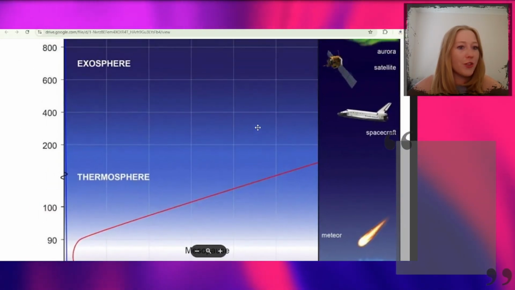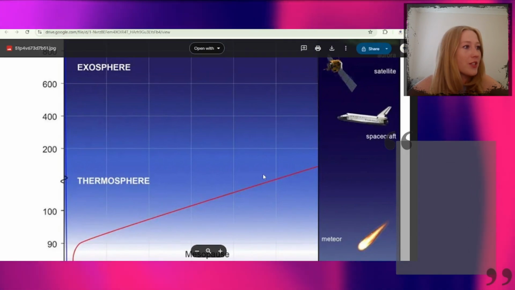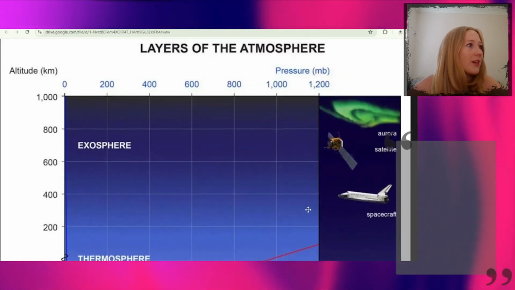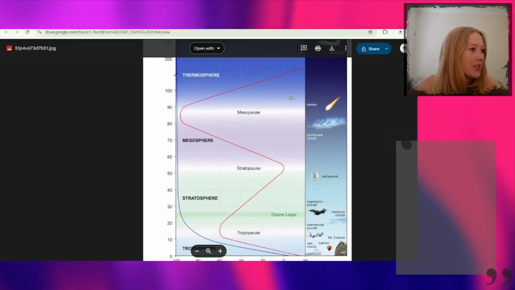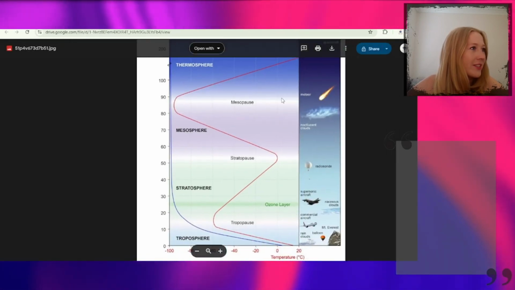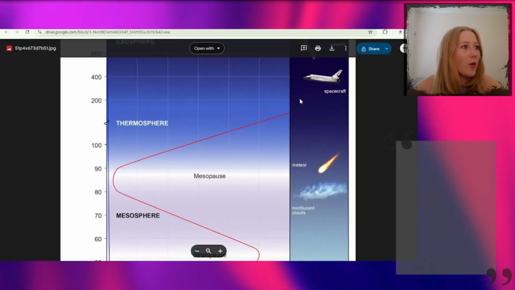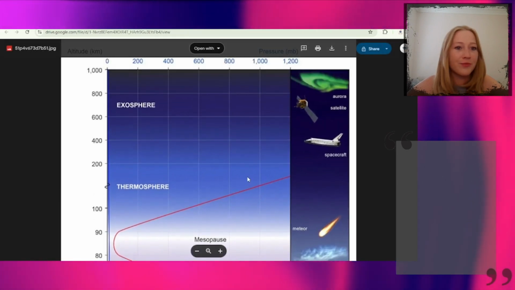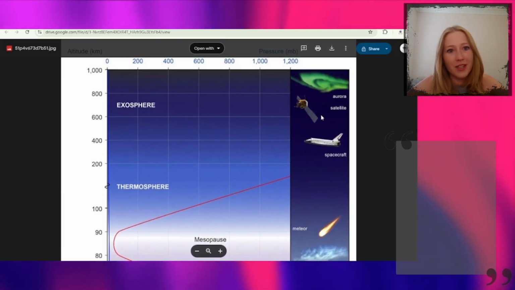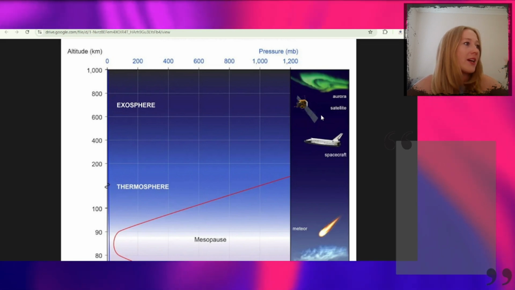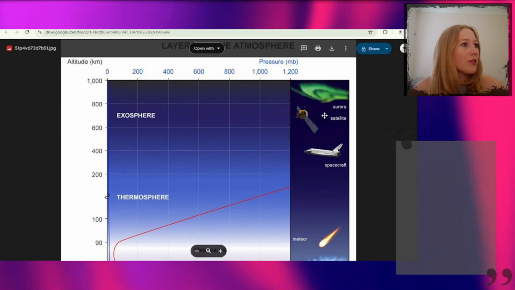So yeah, here's the thermosphere. Here it continues to get warmer and warmer. I think it actually cuts off on this diagram. It doesn't show how hot it actually gets. But anything after that, you consider outer space. That's where you have your satellites or your spacecraft, and all of that works.